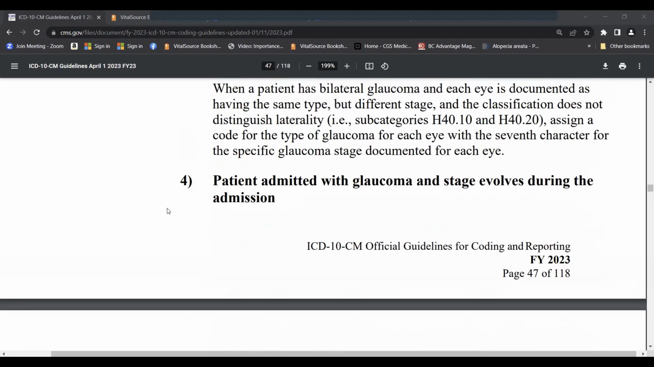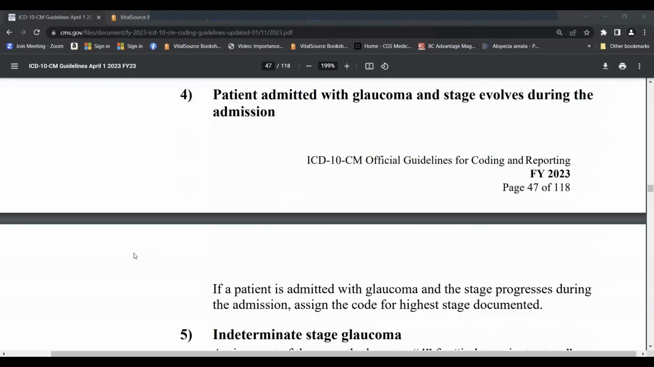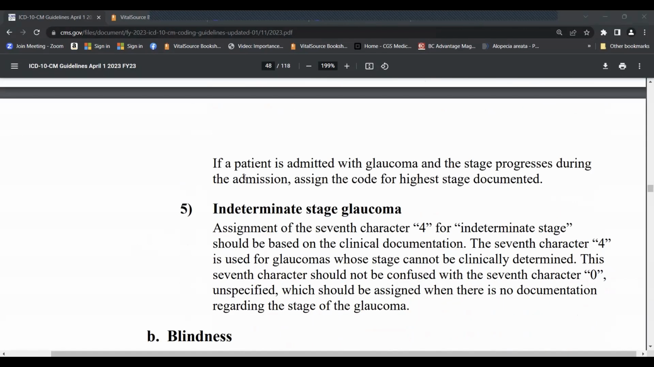So number 4, the title is Patient Admitted with Glaucoma and Stage Evolves During the Admission. If a patient is admitted with glaucoma and the stage progresses during the admission, assign the code for the highest stage documented. I think that is self-explanatory.